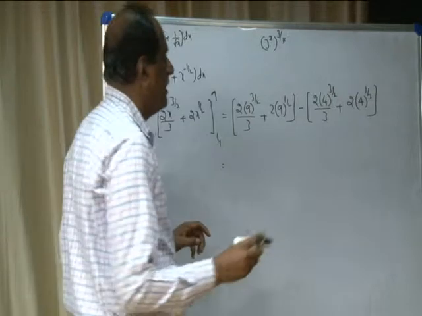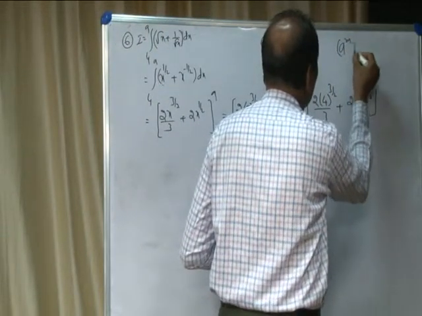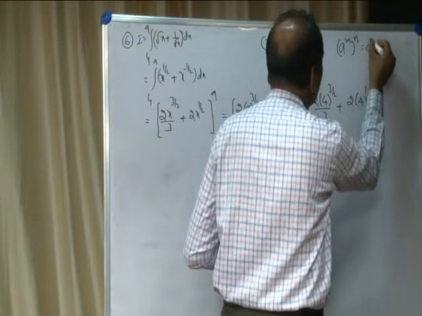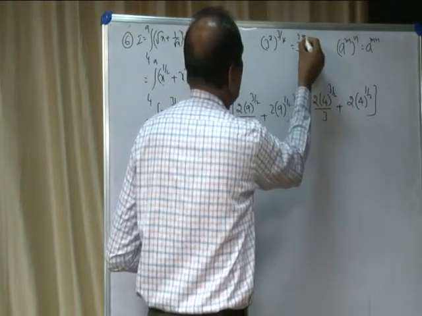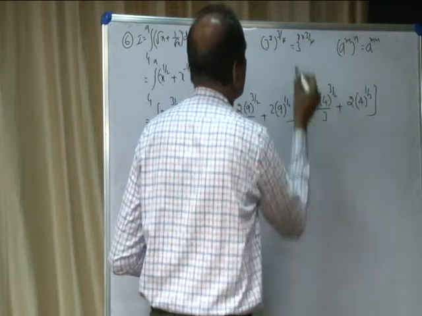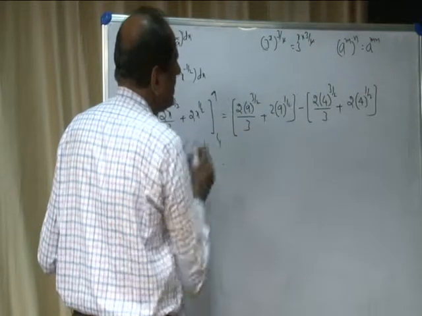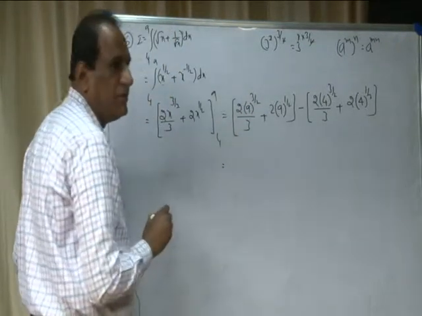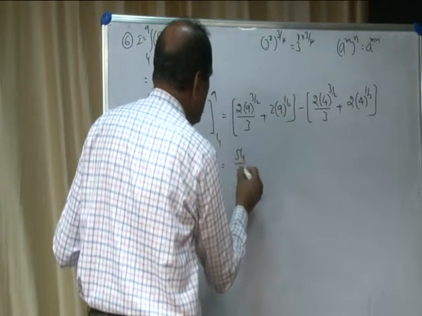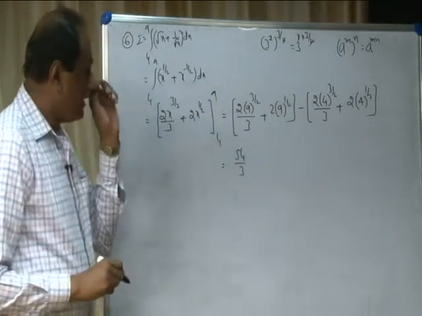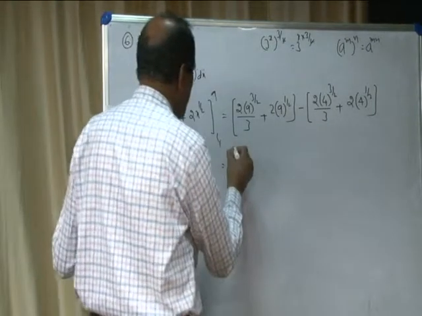See here, there is one index formula: (a^m)^n is equal to a^(mn). That is 3 square into 3 by 2, the 2 cancels, we get 3 cube. 3 cube is 3 into 3 into 3, 27, into 2, 54 by 3. The first term simplification is 54 by 3, right bracket.